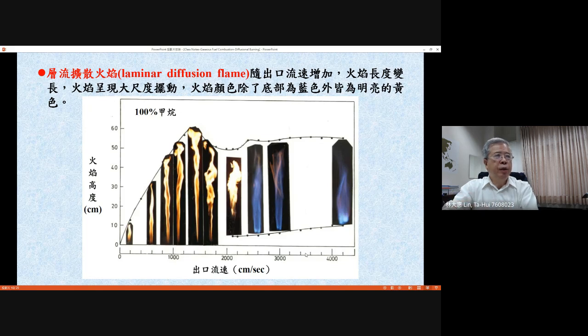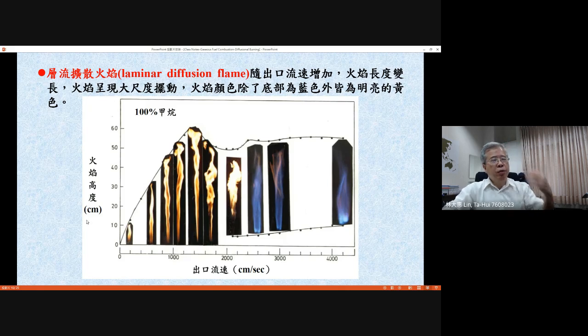Using methane as a fuel, the methane goes through a small tube and ejects out of the burner into the stagnant environment. We try to increase the injection velocity and observe the appearance of the jet diffusion flame. This plot shows some measurements of the flame length.